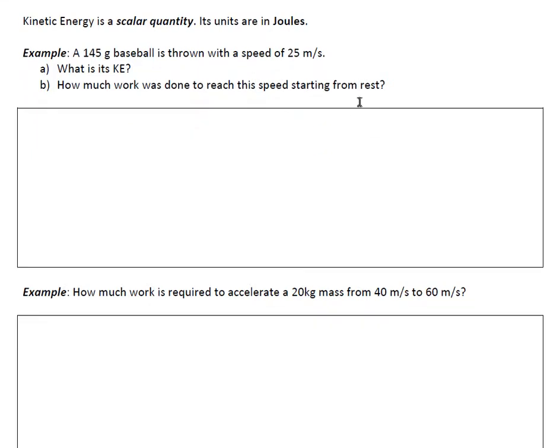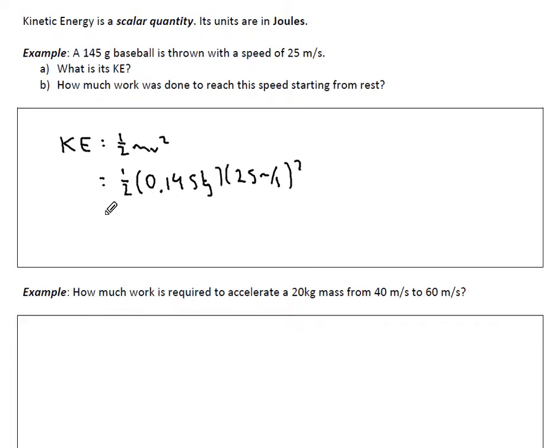We have a 145 gram baseball thrown with a speed of 25 meters per second. So it's starting super easy with this one. Kinetic energy is just equal to 1/2 mv squared. Make sure we have correct units, so we're going to use 0.145 kilograms times the speed of 25 meters per second, squared. So you get an energy of 45 joules.